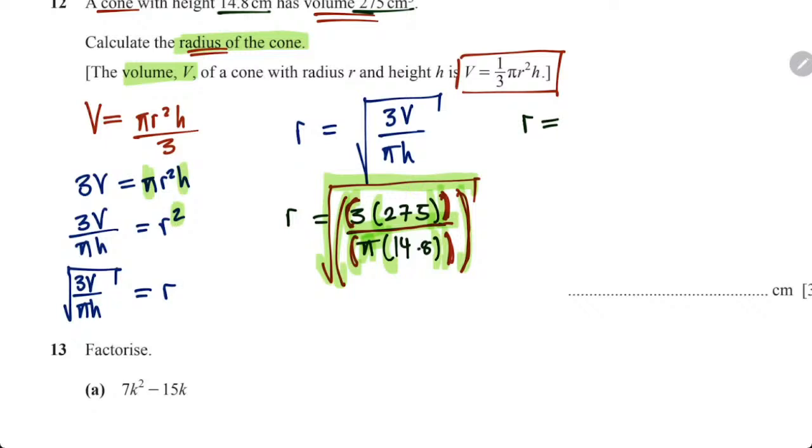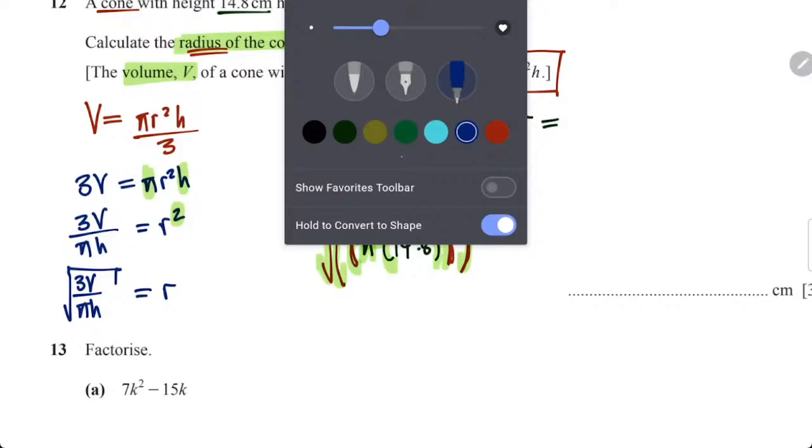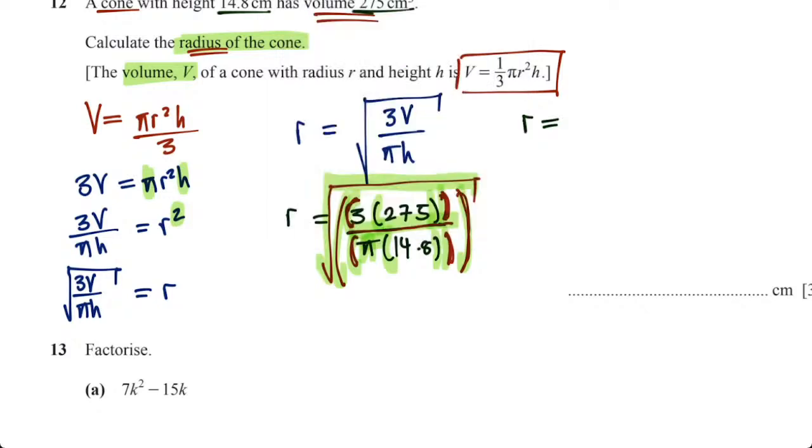What do you get? What's the answer, students? 4.21.